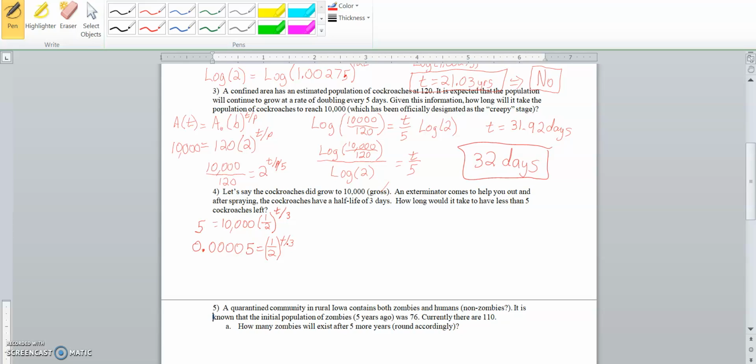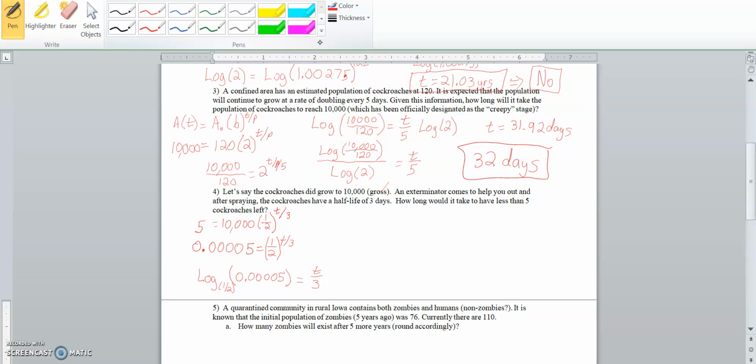Actually, no, maybe I'll try it a little differently here. I'm going to rewrite this as a logarithm. So if I say log base 1/2 of this number equals T over 3. Okay, so 1/2 raised to the T over 3 equals this really small number. That's just the logarithm form of the previous line.